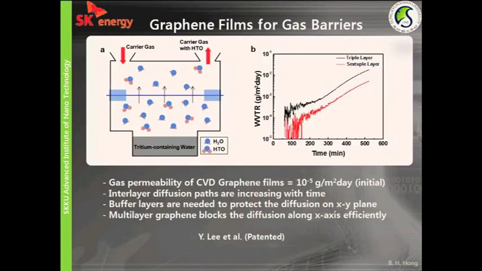But in the case of graphene, we have just used 3-layer and 6-layer graphene, and they reached 10 to the minus 4 or minus 5. Even though it is not stable yet, I think this is quite promising. I think we need to control the density of defects and grain boundaries, and then combine this with polymers. But anyway, I think this is a very useful approach to get high barrier performance based on graphene.